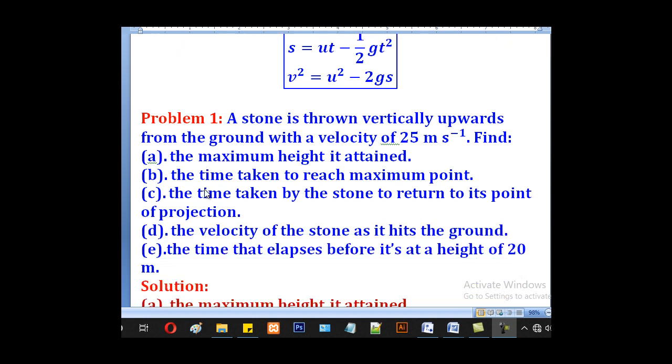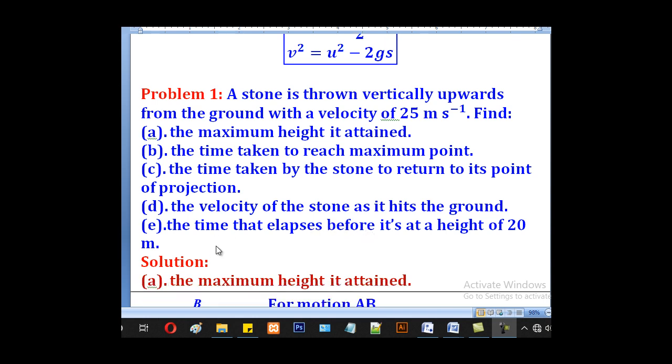Today we are going to look at this problem. A stone is thrown vertically upwards from the ground with a velocity of 25 meters per second. Find part A, the maximum height it attained; part B, the time taken to reach maximum point; then part C, the time taken by the stone to return to its point of projection; part D, the velocity of the stone as it hits the ground; and lastly, the time that elapses before it's at a height of 20 meters.